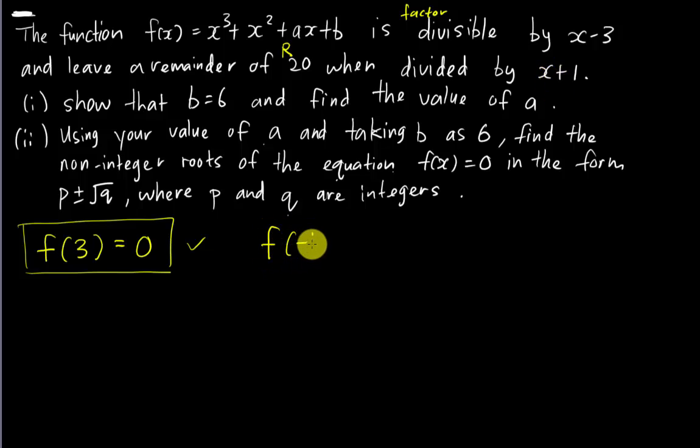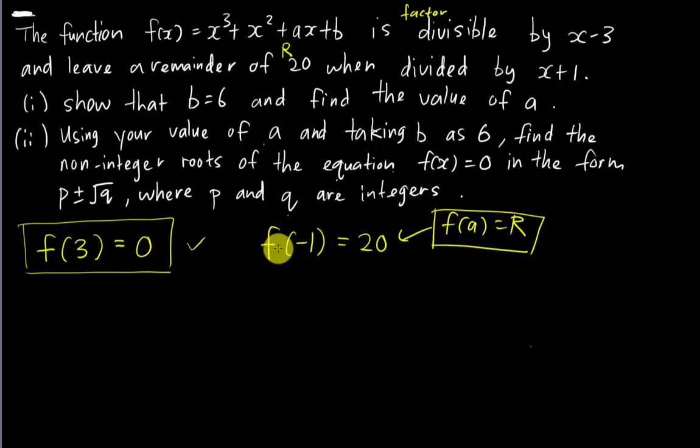F of negative 1, I will get 20 because 20 is my remainder. Remember f(a) equals r for the remainder theorem? Yes. So this is what happened. Then you realize that you have two equations here, and two unknowns, a and b. Then you can easily find the values of a and b.